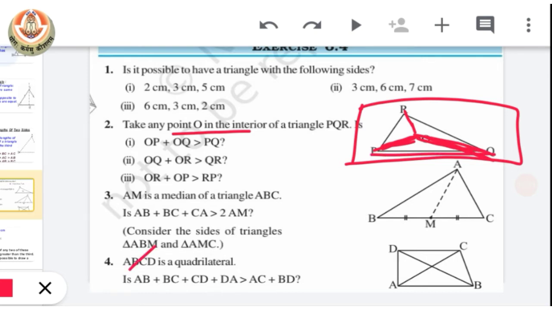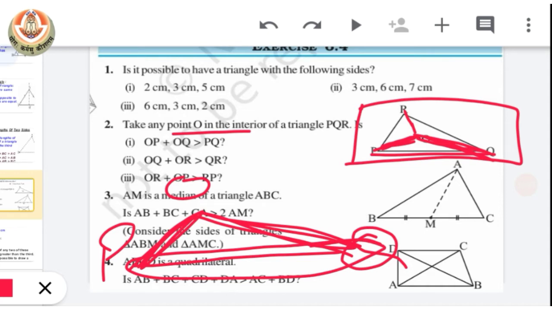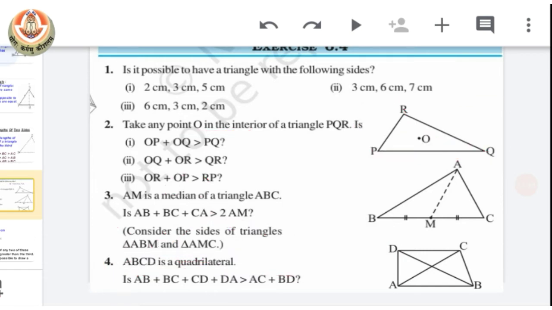That means we have to focus on just this triangle O with P and Q. And they are asking whether the sum of these two is greater than the third one. So yes, we can easily see that O, P and Q form a triangle. So it is possible that the sum of OP and OQ is greater than PQ. Okay, let's see how we have to solve it.